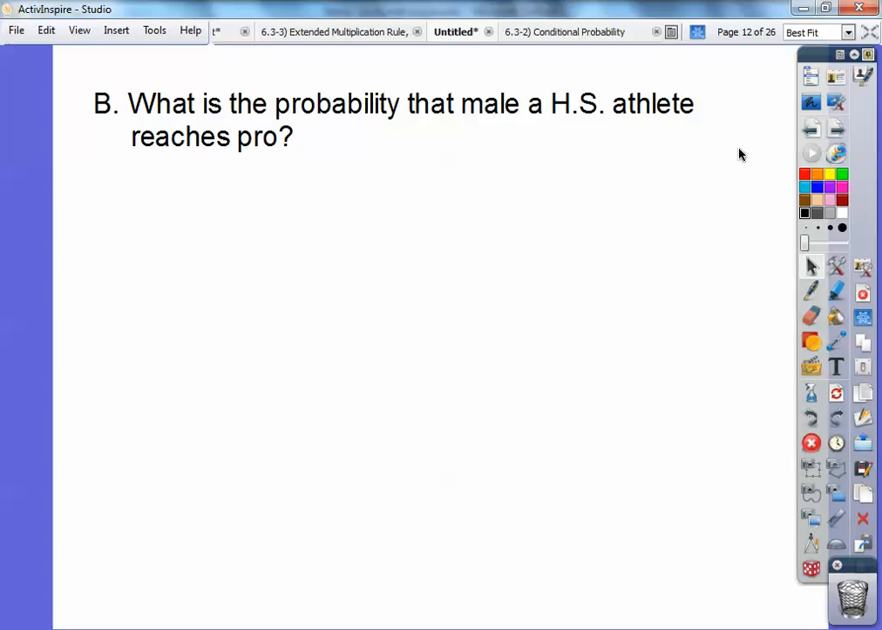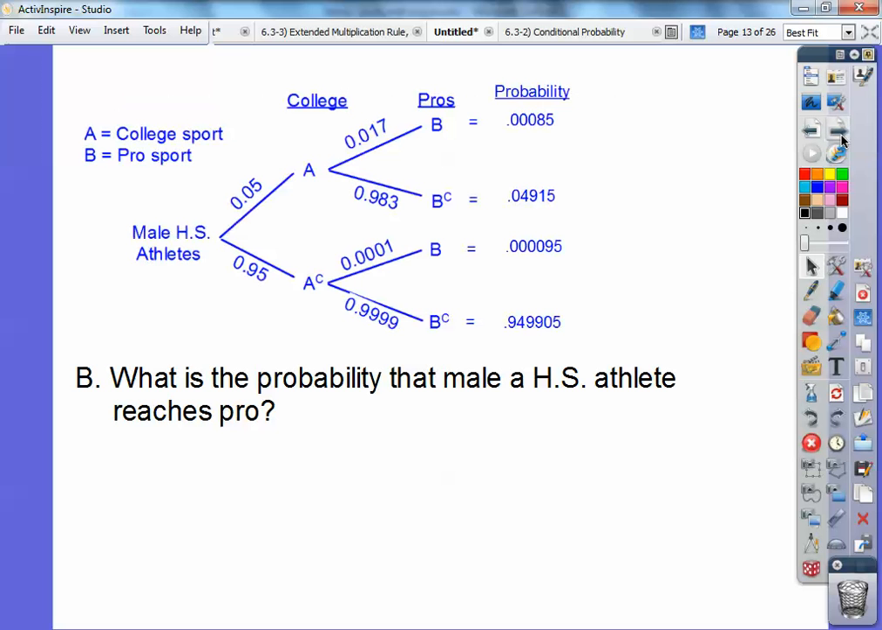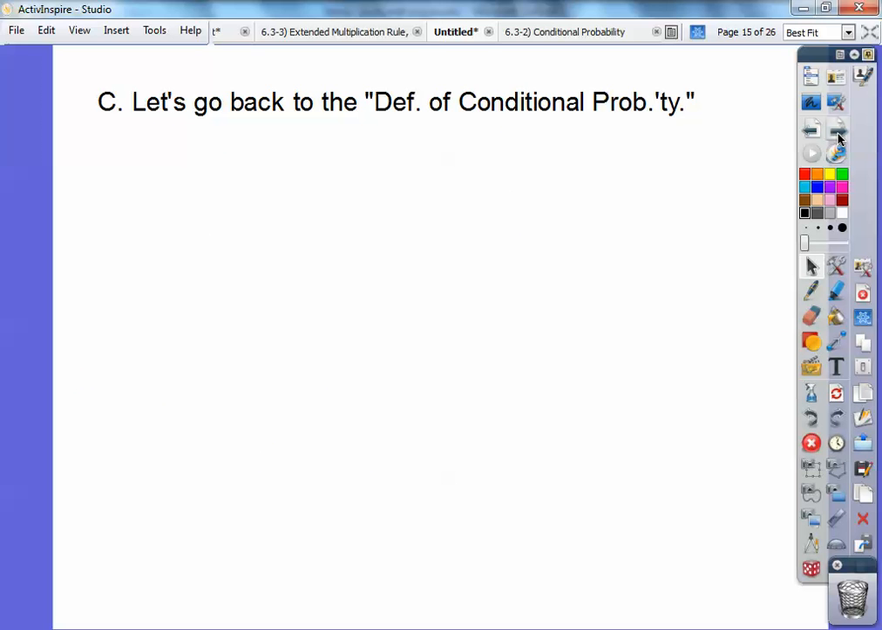Okay, so what's the probability that a male high school athlete reaches pro? Let's go back to that tree diagram right here. Remember, pro was they got to B right here. So here they got pro, and here they got pro. This was Kobe or LeBron right there. So what's the probability they get to pro? You just add those two scores in there, so you get 0.000945.